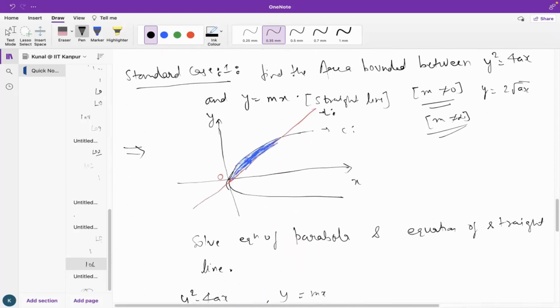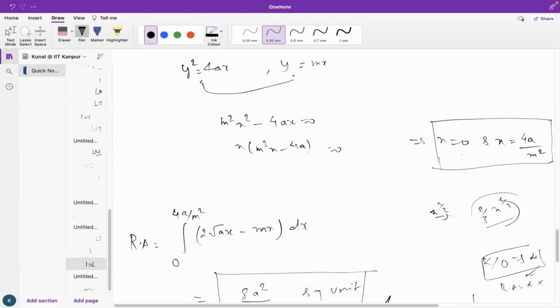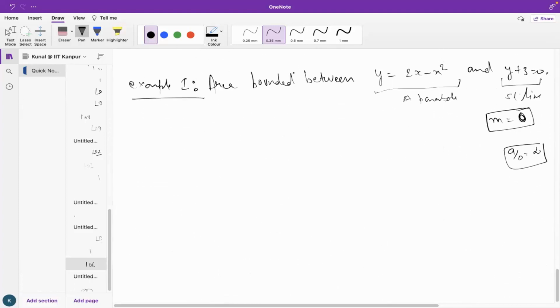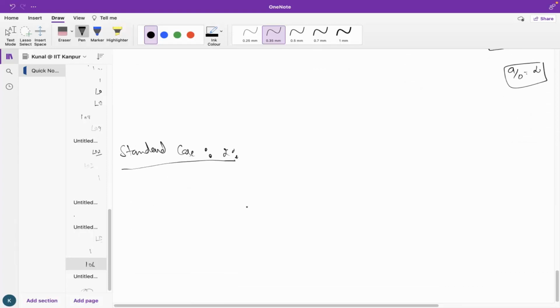To solve it, we would have to follow so many steps again, but we need a standard case so we can solve this problem. So let's move on to the standard case 2. And actually it is important, so let me write it here. Standard case number 2. Okay, so let me write it here.